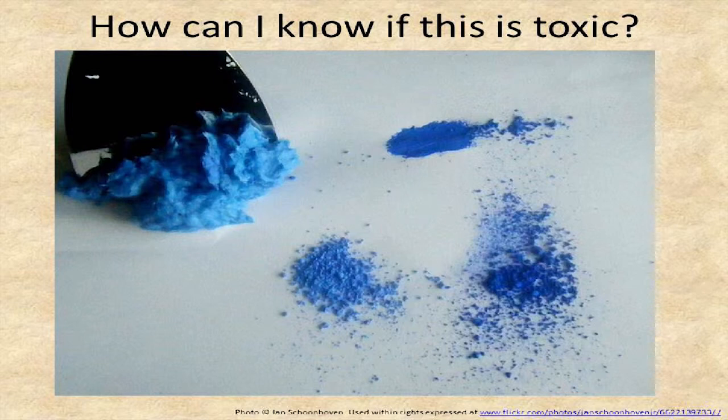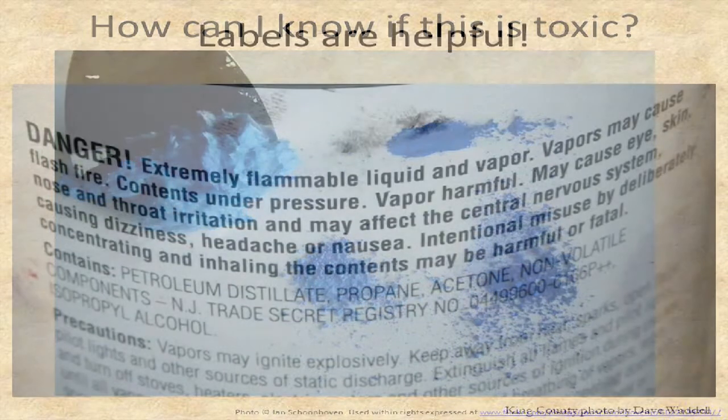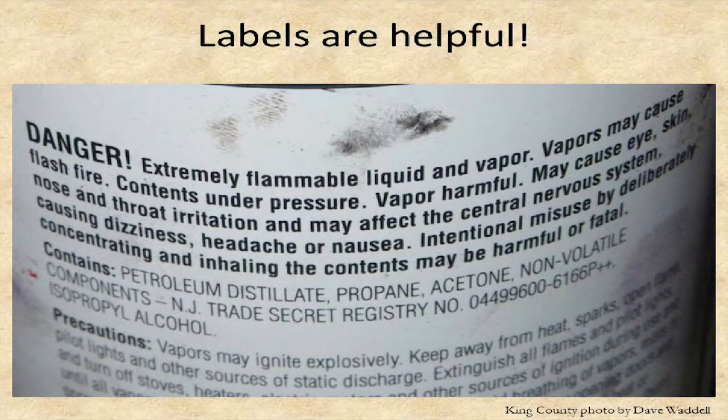So if I look at this blue powder on this screen here, there's nothing about the color blue that lets me know that something's toxic. I need to know more information about it. And one very helpful way to learn more about a product is to actually read the label on the container before you purchase it to determine whether or not it contains something to watch out for.